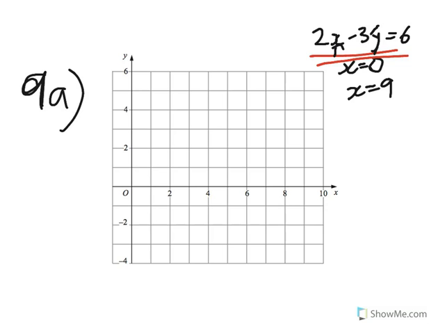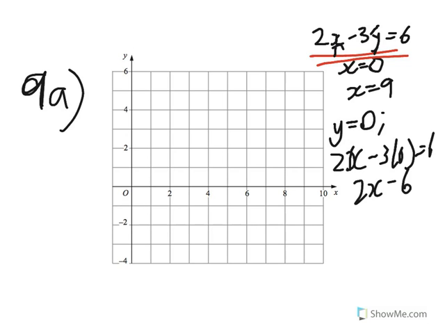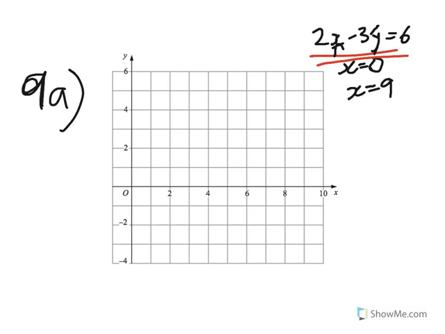So for example, I'm going to only substitute y values in this equation. So let's say when y is equal to 0, all I do is substitute it into the equation, so I get 2 times x minus 3 times 0 is equal to 6. So 2 times x is equal to 6. So x is equal to 3. So that means that when y is equal to 0, x is equal to 3 for this equation. So the coordinate is 3, 0. So all I've got to do is take 3, 0 over here.